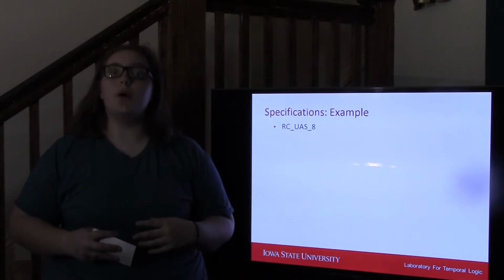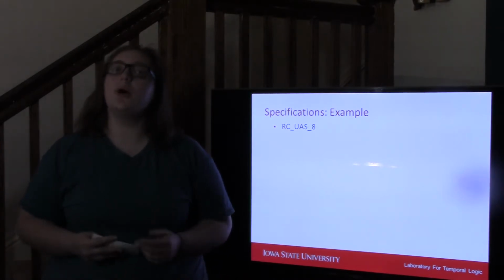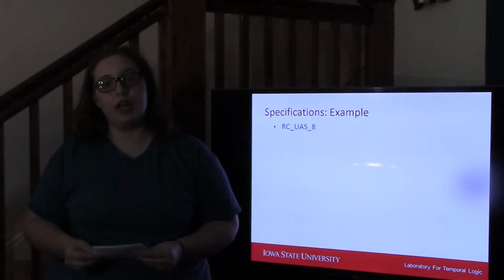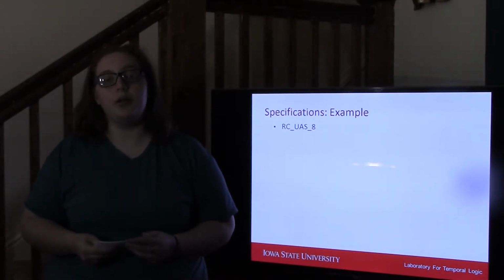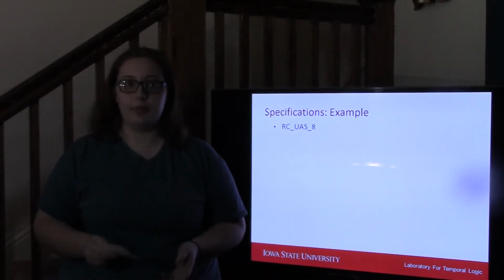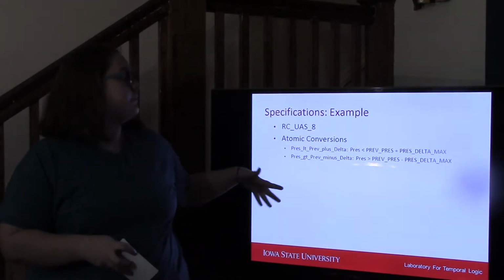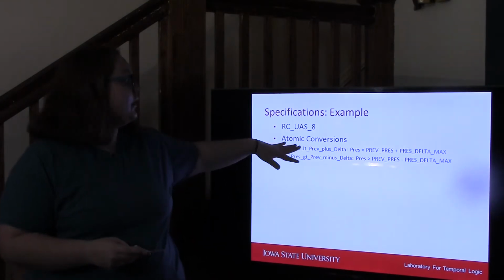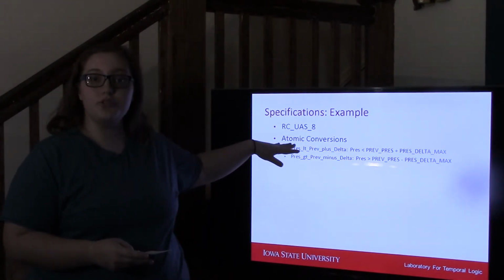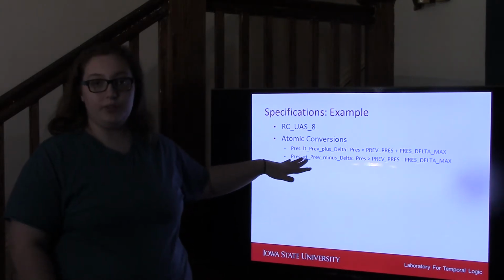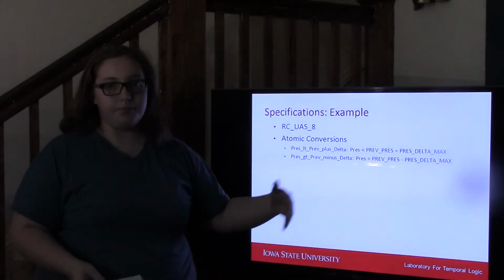So, for one of the specifications that we wrote, RC UAS 8, it defined different rates of change for the pressure on board the UAS. The atomic propositions that we used were these two. Our pressure had to be less than our previous pressure plus our delta, and it had to be less than our previous pressure minus our delta.